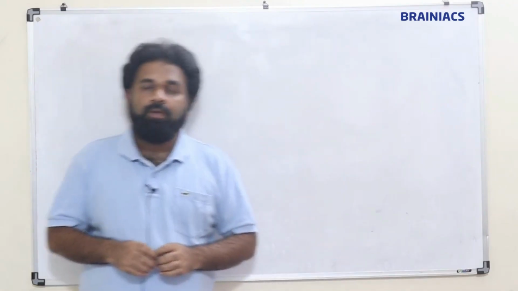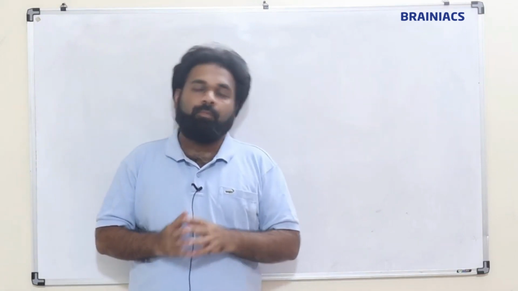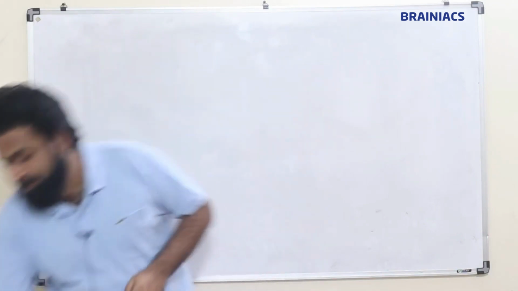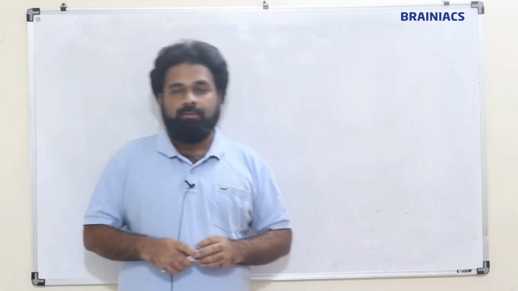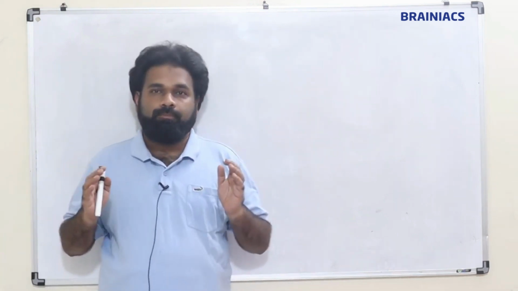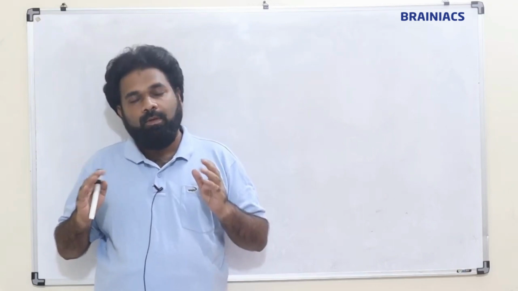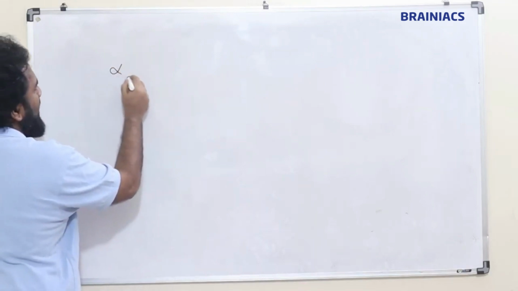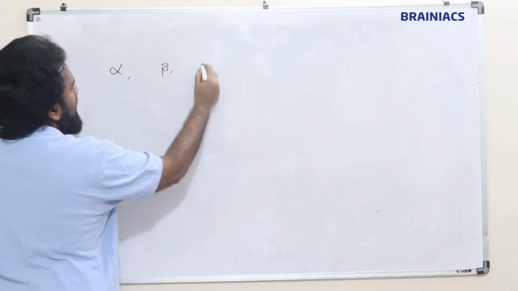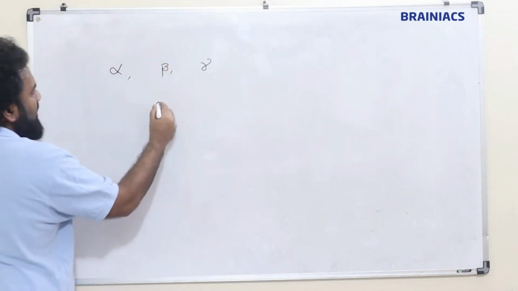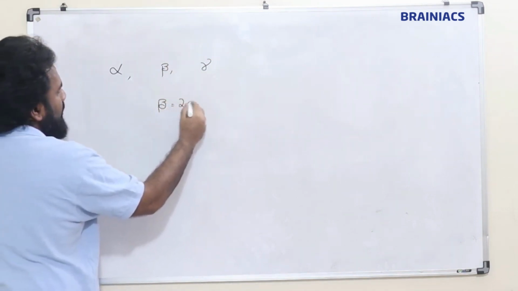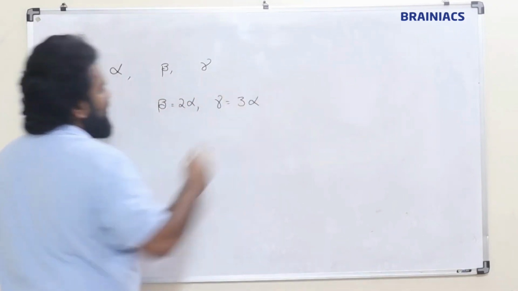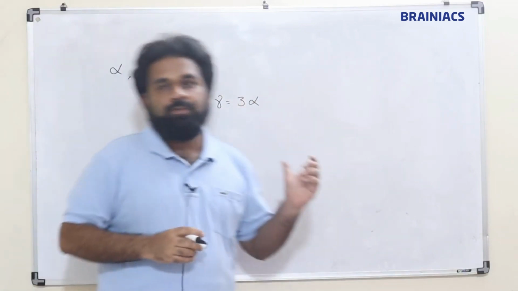Hi students, so we will continue the thermal properties of matter. We are in thermal expansion. In thermal expansion we have seen the linear expansion, areal expansion, then volumetric expansion. We have seen its coefficients alpha, beta and gamma. And we have seen the relation like beta is equal to 2 alpha, gamma is equal to 3 alpha. Okay, so we have seen this relation also.